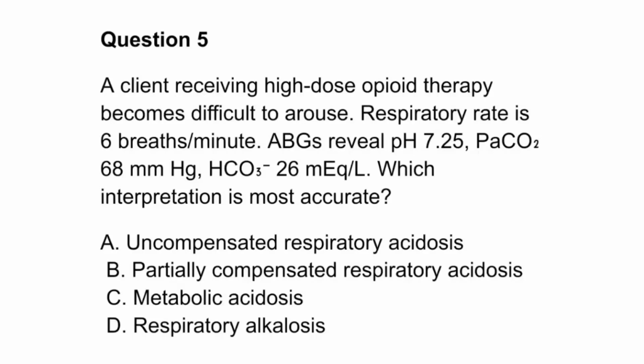Question 5. A client receiving high-dose opioid therapy becomes difficult to arouse. Respiratory rate is 6 breaths/minute. ABGs reveal pH 7.25, PaCO2 68 millimeters of mercury, HCO3 26 milliequivalents/L. Which interpretation is most accurate? A. Uncompensated respiratory acidosis. B. Partially compensated respiratory acidosis. C. Metabolic acidosis. D. Respiratory alkalosis.